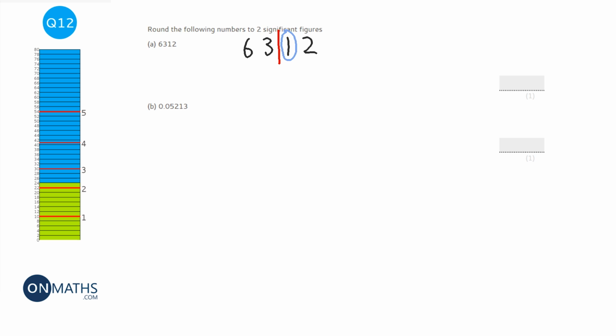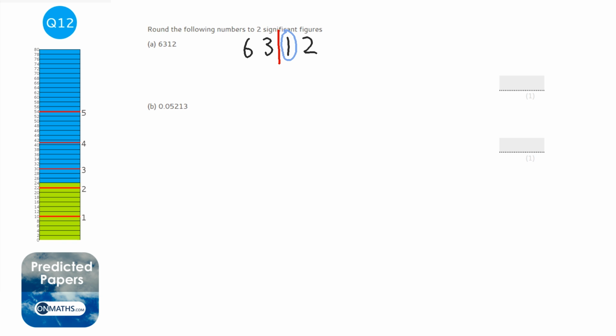Now this number and the 2 are doomed. They're gone. But they're not quite done yet. That blue one has to make a decision. If that number is a 5 or more, that 3 will go up by 1. If it's less than 5, that 3 will stay the same. Now, because it's less than 5, that 3 will stay the same.